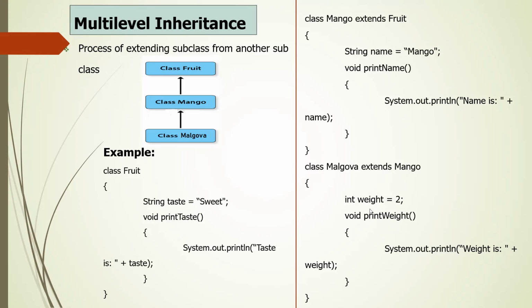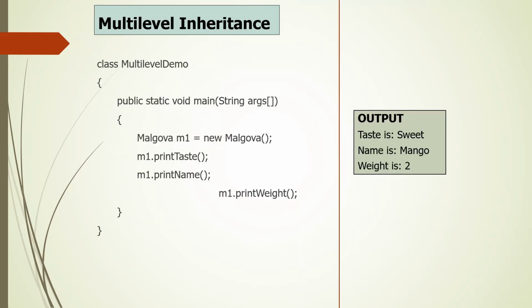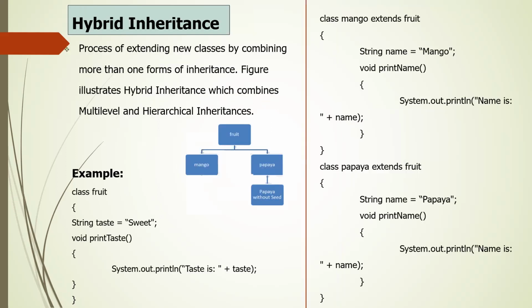So here, in the Malgova class, we have its own specific variable, weight equal to 2, and the method print weight of. This method prints weight is 2 kg, or weight is 2. So in the main method, we create an object for Malgova and then we print taste is sweet, name is mango and weight is 2.